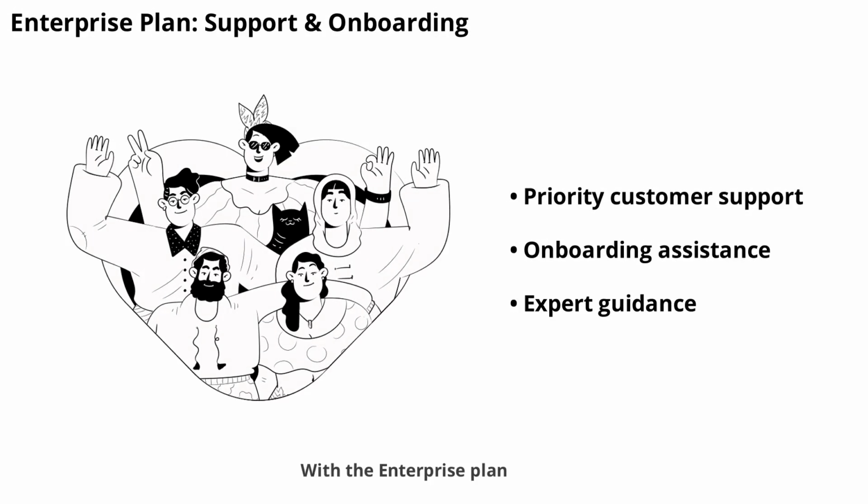With the Enterprise plan, you receive priority support and dedicated onboarding assistance. This means faster response times, personalized help, and guidance as you set up complex automations. For large teams or organizations with unique requirements, having access to expert support can make a significant difference in the success of your automation projects.